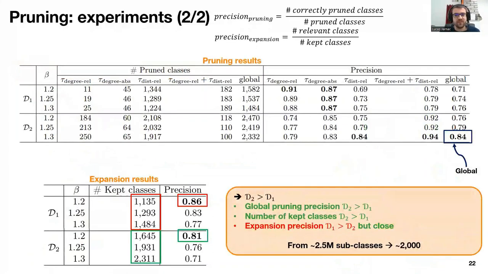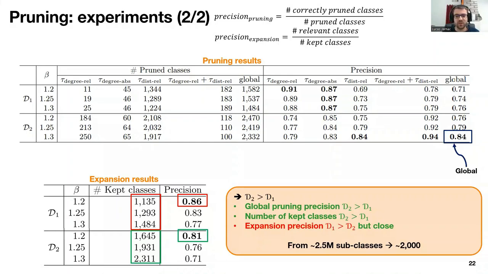So we perform several expansions with different configurations and with the two definitions of the distance on more than 800 business terms. And we have manually labeled the pruning and keeping decisions. Then we computed the pruning precision as the number of correctly pruned classes divided by the number of pruned classes, and the expansion precision as the number of relevant classes divided by the number of kept classes.